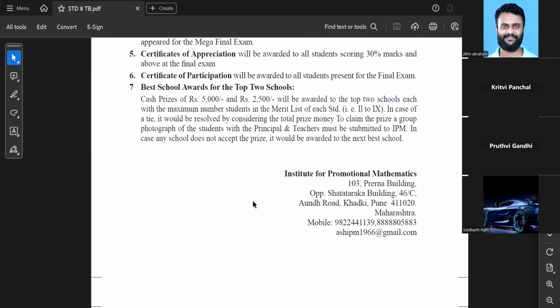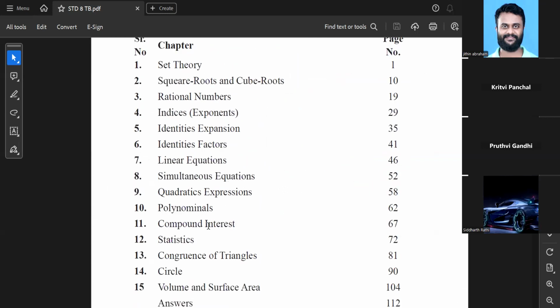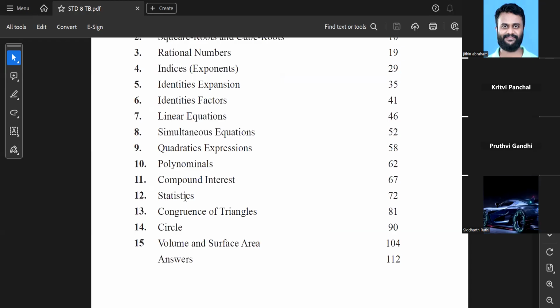In the previous class, sir might have completed compound interest. So, in sequence, we'll be going further. Today we'll be starting with statistics. Okay.